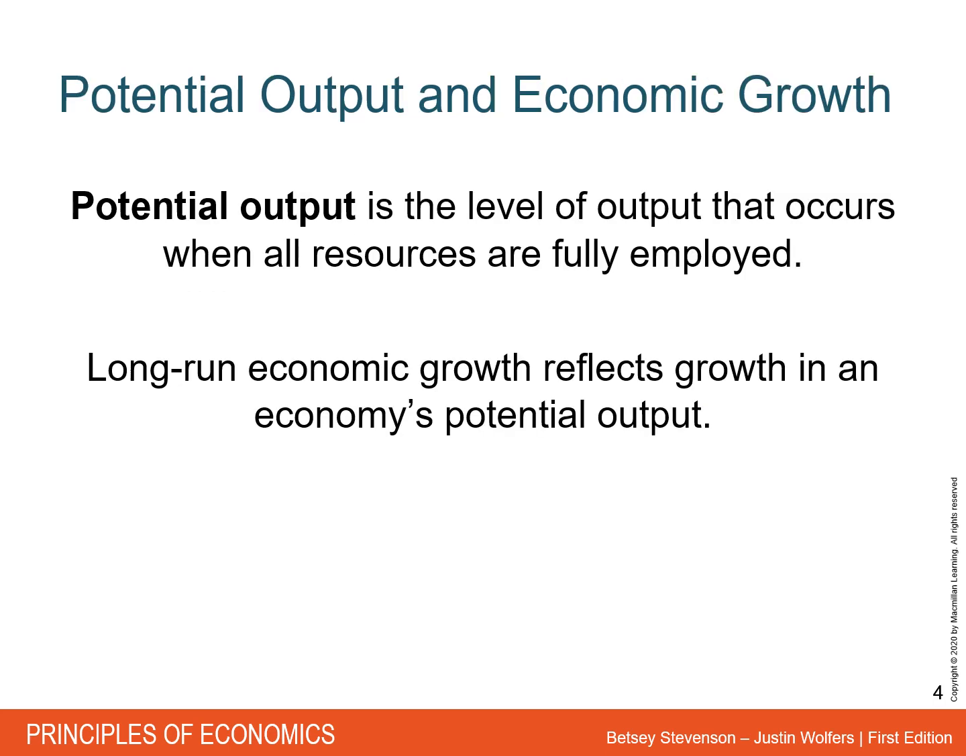Do you know what potential output is? You guys are going to hear this a lot in future chapters. Potential output is the best, imagine it as the best scenario for the economy. When all the resources are fully employed, everybody has a job, and all the resources are used very efficiently, that is called potential output. So long-term economic growth reflects the economy's potential output. For the US economy, our potential output grows about 2% per year.